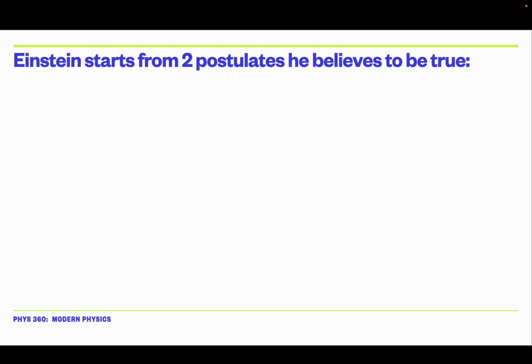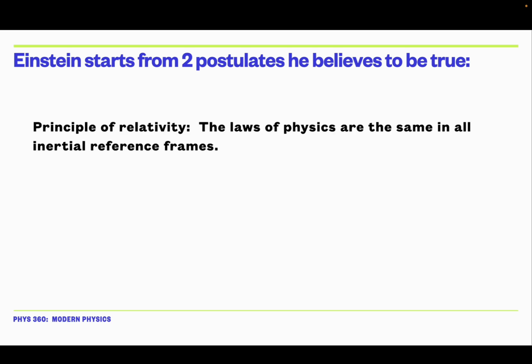Now, it's not clear if Einstein was aware of the results of the Michelson-Morley experiment, but he was aware of other paradoxes that were present in electromagnetism. So in thinking about the nature of light as an electromagnetic wave, he proposed two postulates. The first is the principle of relativity that was proposed by Galileo hundreds of years ago, which says that the laws of physics are the same in all inertial reference frames.